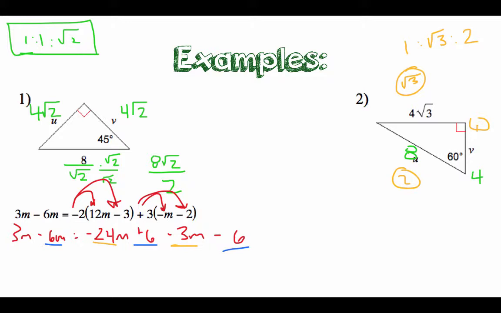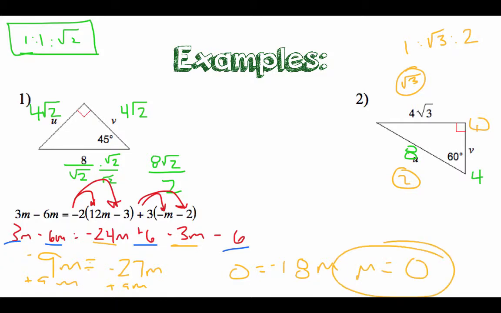So what I'm left with over on this side is 3m minus 6m, which is going to be negative 9m. And that's going to equal negative 24m minus 3m, which is negative 27m, and that's going to be 0. So when I go to combine, my next step is to add 9m to both sides. I've got 0 equals negative 18m, so m equals 0, because it can't equal anything else. Hopefully that helps you guys get going today.